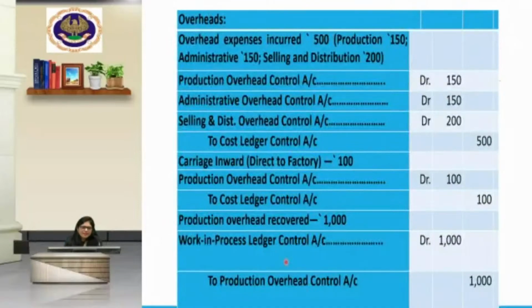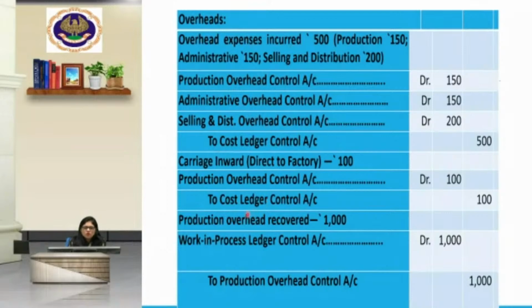Now overheads. We have three overheads: production, admin, and selling and distribution. When these overheads are incurred, that means we are paying indirect expenses. All three are overheads. Overheads mean indirect expenses. They will be incurred to cost ledger control account. So this is the entry at the first stage whenever they are incurred.